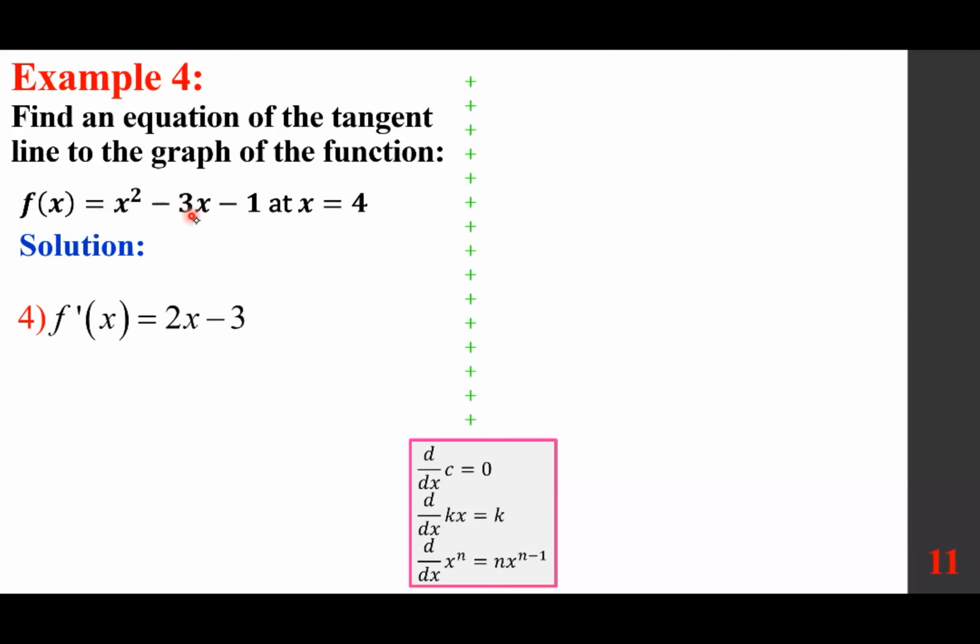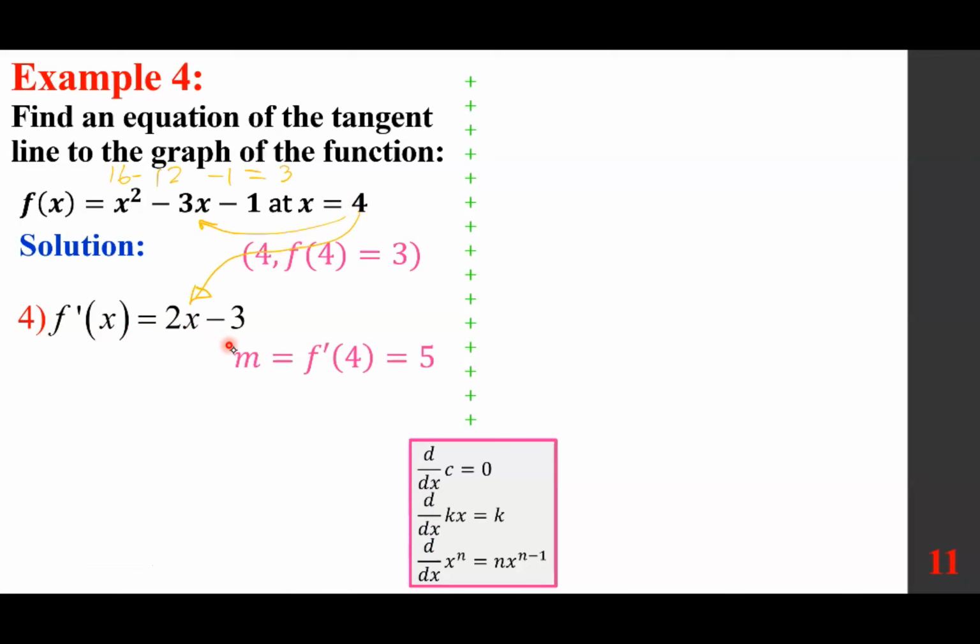If I want my pair x comma y, only x is given. If I put the 4 here, I get 4 squared, which is 16, minus 3 times 4, which is 12, minus 1. And I get my pair 4 comma 3. And if I want my slope, f prime of 4, 2 times 4, 8 minus 3 is 5.